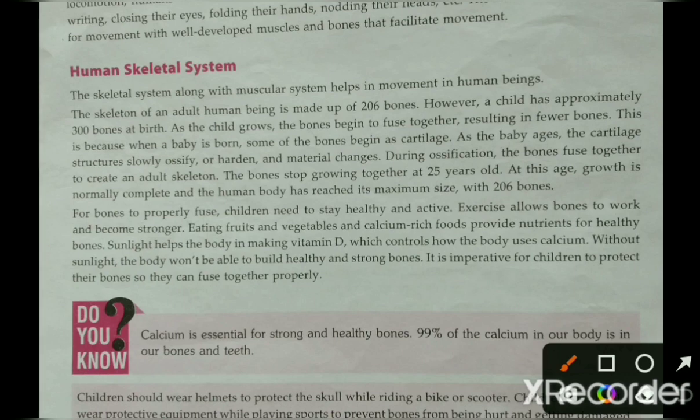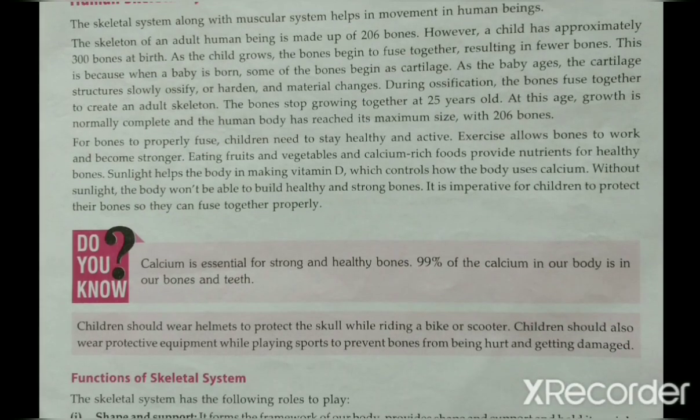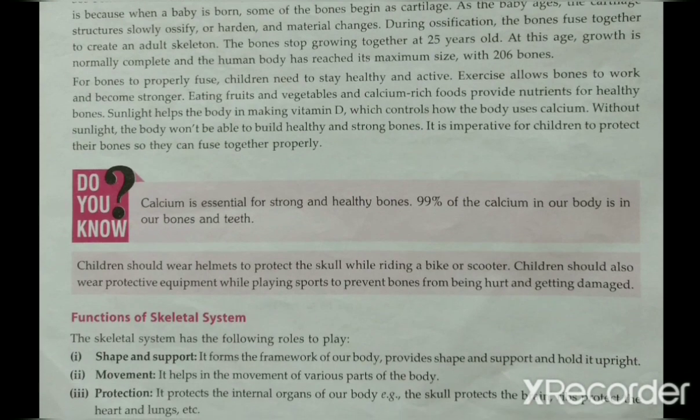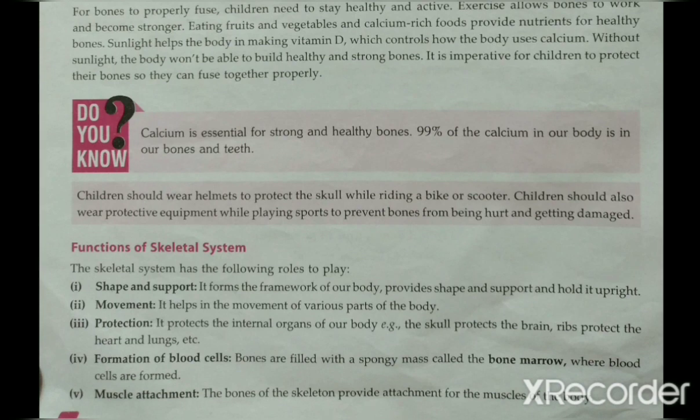So sunlight helps our body to make the vitamin D. Both this vitamin D and the calcium are very helpful for making the child healthy and having strong bones. So this is how these 300 bones have been converted into 206 bones. And how much percentage of the calcium is present in our body? That is, the bone and the teeth contain 99 percent of the calcium.